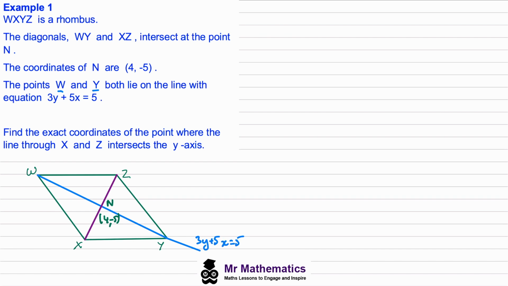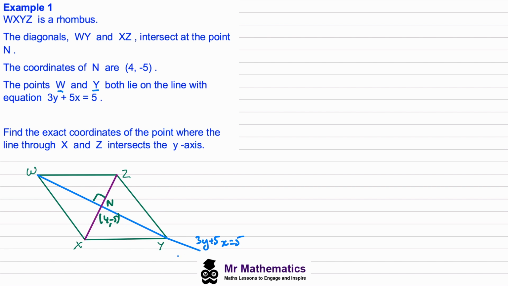A rhombus has a property where the diagonals intersect at a 90-degree angle. So this means the line WY is perpendicular to the line XZ. I'll show this on a diagram. We can use this property because we can work out the gradient of the blue line and use the negative reciprocal to find the gradient of the purple line. It is the equation of this line which we need to find.